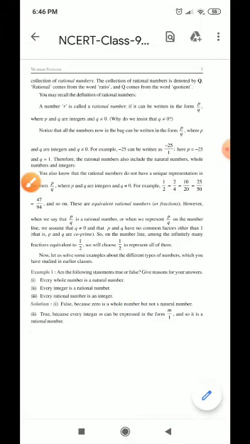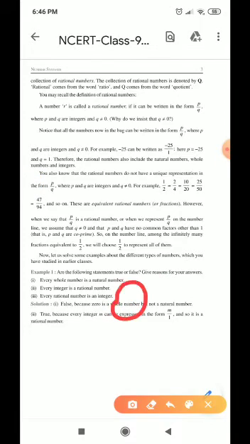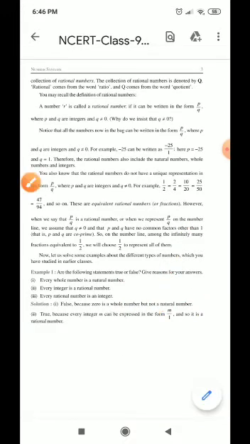So yes, we can say that 0 is also a rational number because we can write 0 upon 1. 0 can be written in the form of p upon q. That means something in the numerator, something in the denominator. So any number which can be written in the form of p upon q is called a rational number.